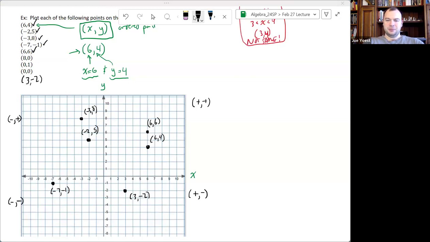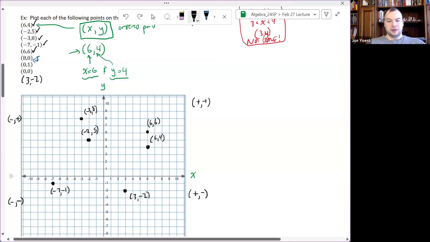Okay, so what about these couple of maybe special cases, something like, say, 8 comma 0? Well, I can think of this kind of either way. I can think of starting at the origin, starting at 0, 0, going to the right 8 units, and then moving vertically 0 units, so just staying here. Or I can think of going to location 8 on the x-axis, and then moving vertically from there to go to location 0 on the y-axis.